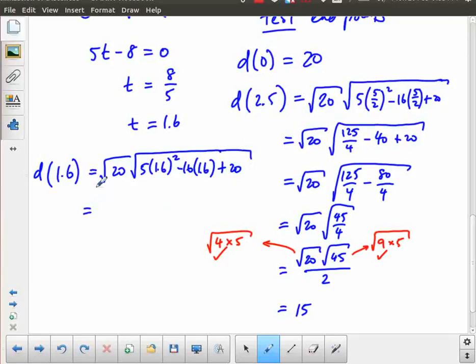And I end up with, and I'm just going to go straight to the calculator on this one. So 5 times 1.6 squared minus 16 times 1.6 plus 20 equals, we're going to take the square root, and actually, well, we're going to multiply that by 20. And, oh, look at that. It turns out to be actually a perfect square. This ends up being the square root of 144, which of course is just equal to 12. And so that tells us that this is our absolute minimum at t equals 1.6.